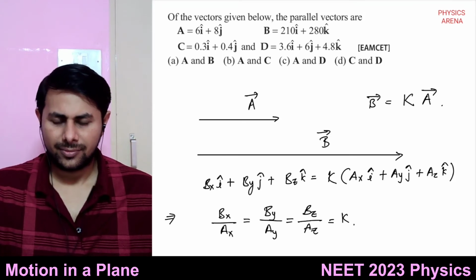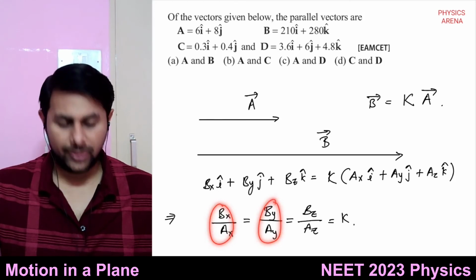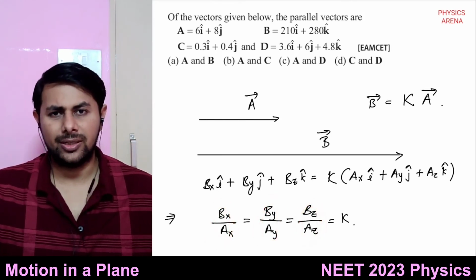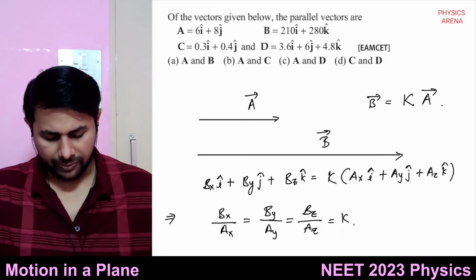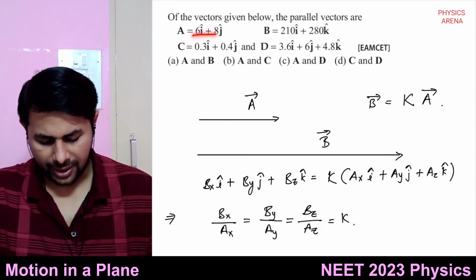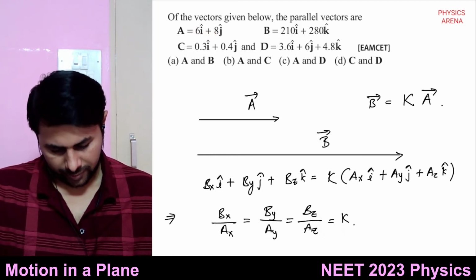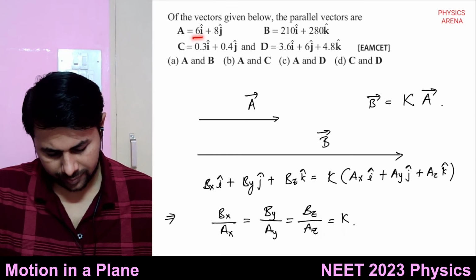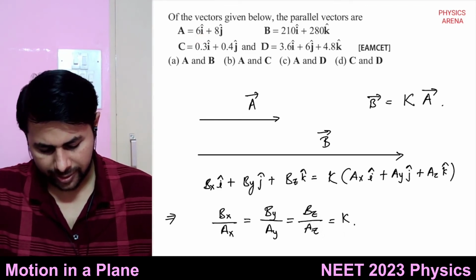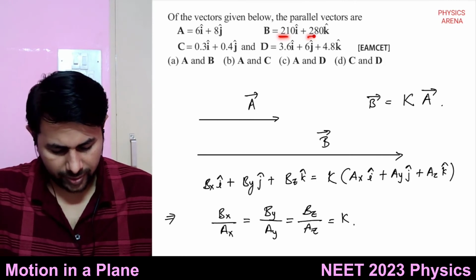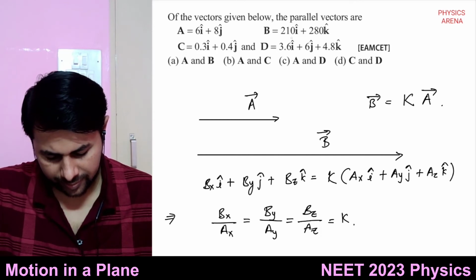Yes, sir. Okay. So the ratio of x to x component, y to y component, and z to z component will be equal. Okay. And that is some constant. So can we check now which of these vectors are parallel? We can check. Sir, option A. Option A? Option B. Option A or B? This is B. Right. B is correct.